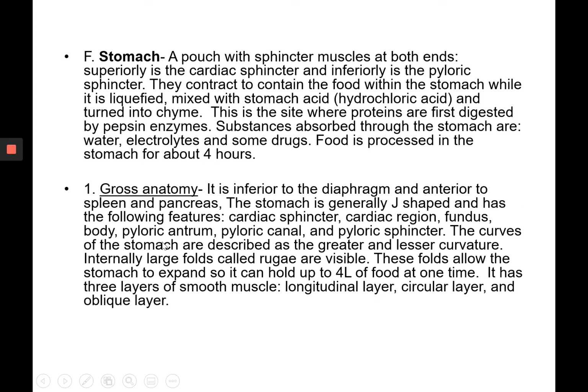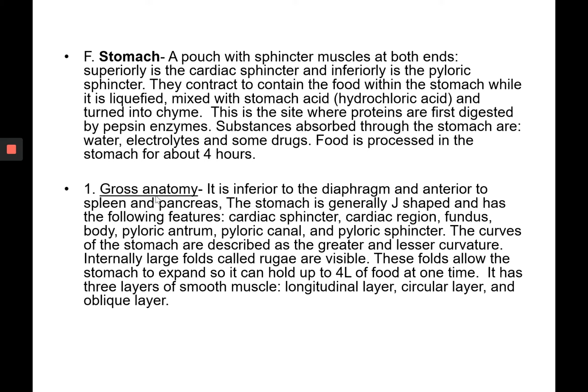We're looking at the gross anatomy for the stomach. It's positioned under the diaphragm. It's in front of the pancreas, and it's going to be medial to the spleen and also a little in front of the spleen. It has a rough J shape. It has structures that we'll look at, which are the cardiac sphincter, cardiac region, fundus, body, pyloric antrum, pyloric canal, and pyloric sphincter. We also want to look at the fact that the stomach itself has 3 smooth muscle layers.